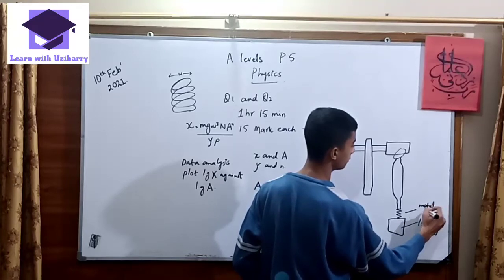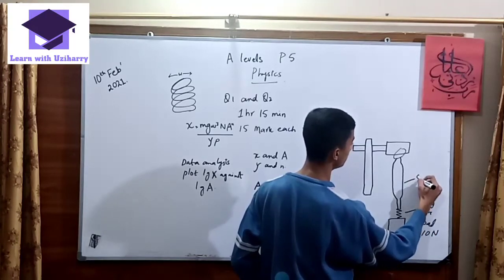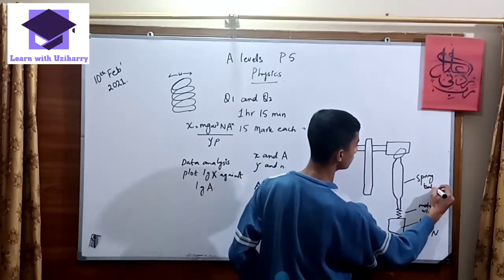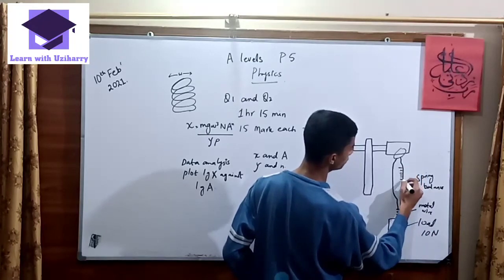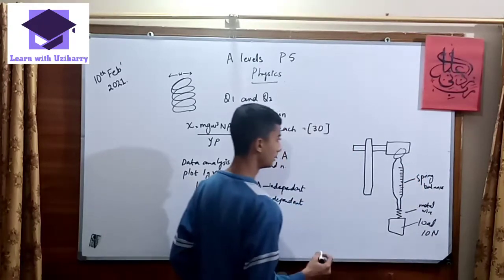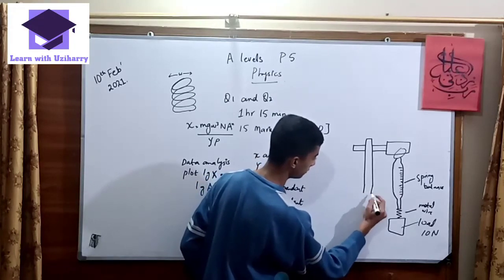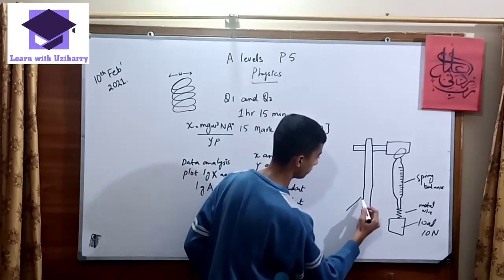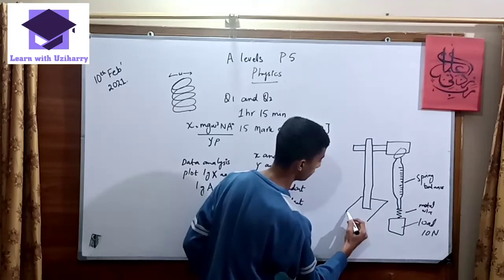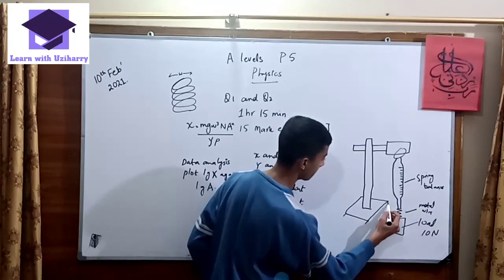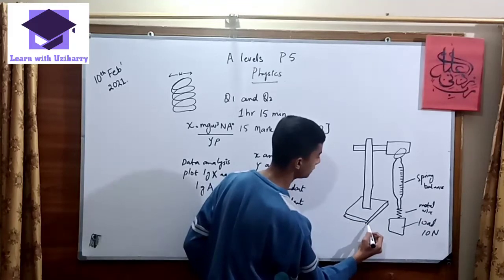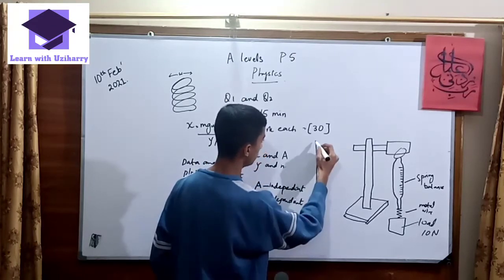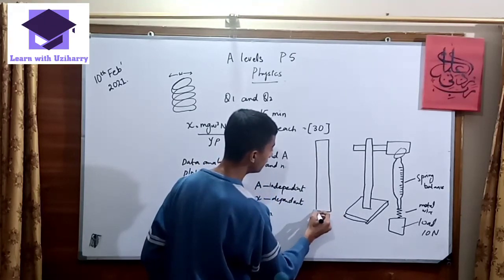Label the metal wire and the spring balance, or you can write Newton meter as well. The graduation should also be labeled properly. Boss and clamp over there, and finally the meter rule. Now the main problem can also be taken into account.